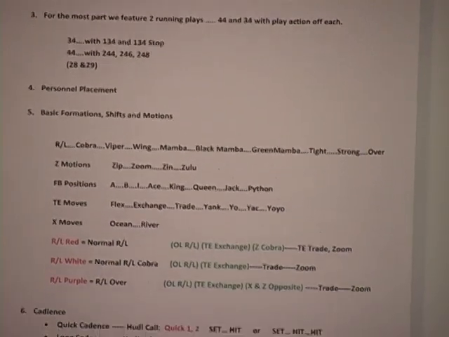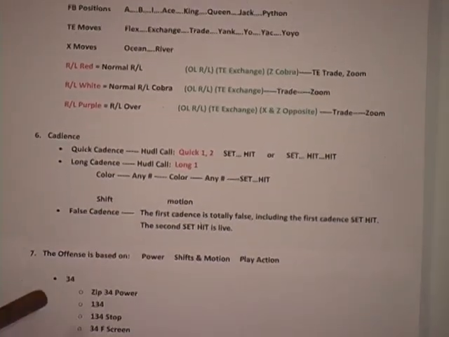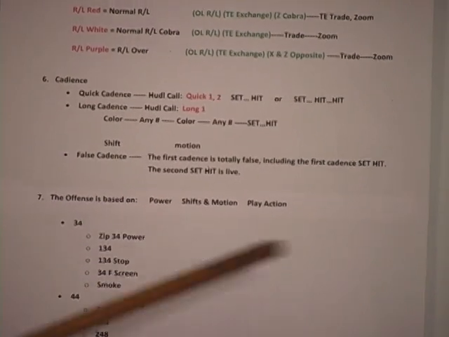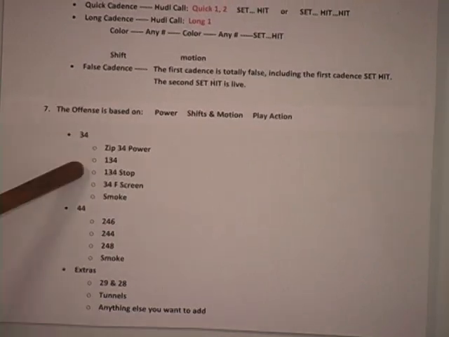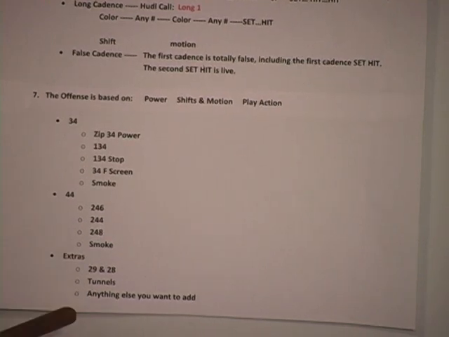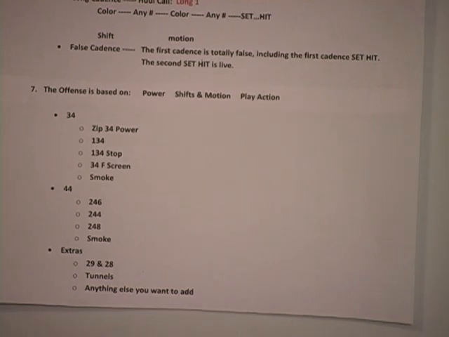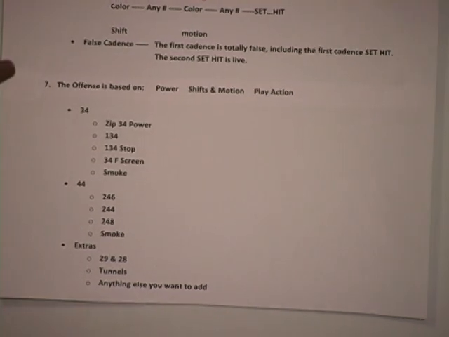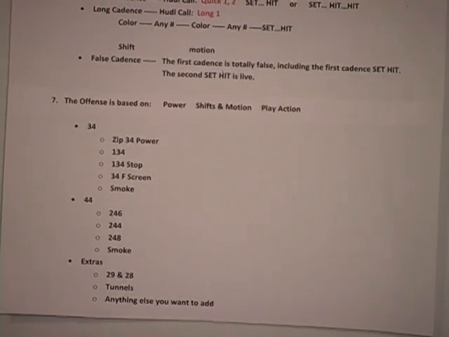I want to talk about cadence, because cadence allows us to do some things with shifts and motion and so on. And then the offense is based on two plays, 34 and the play action passes that come off of 34, and 44 and the play action passes that come off of those, and then a few important auxiliary plays. Now when you are designing your offense, you will add things that have meaning to you, and things that take advantage of your beliefs and so on.